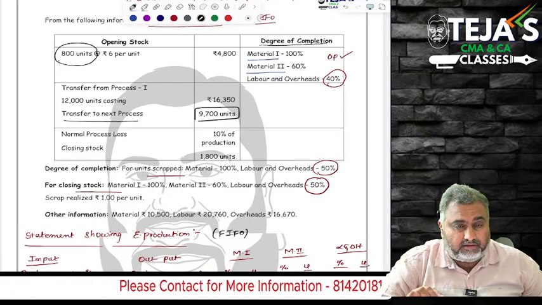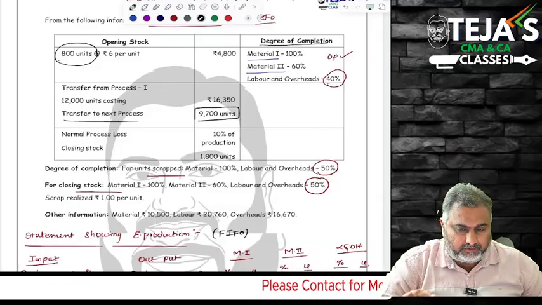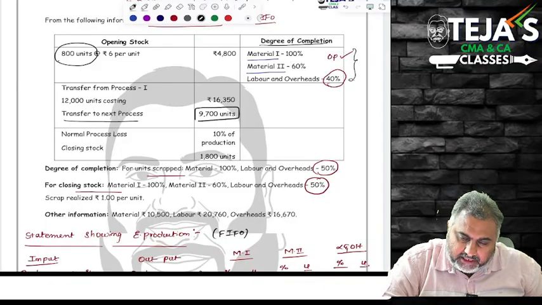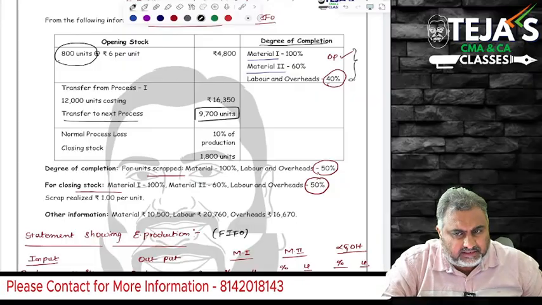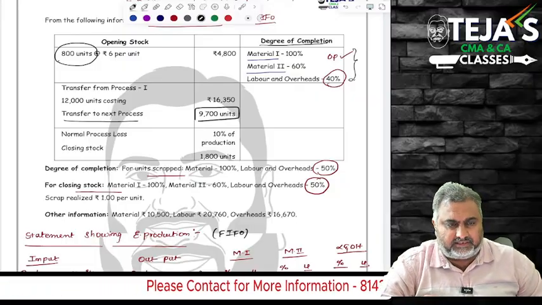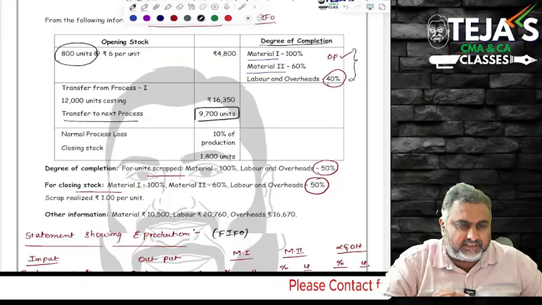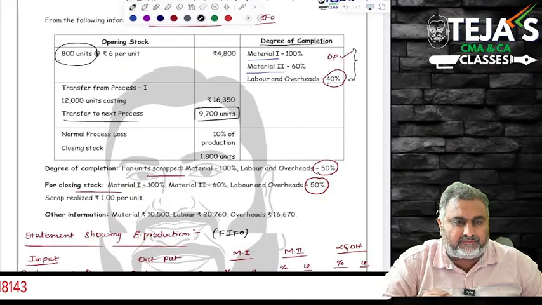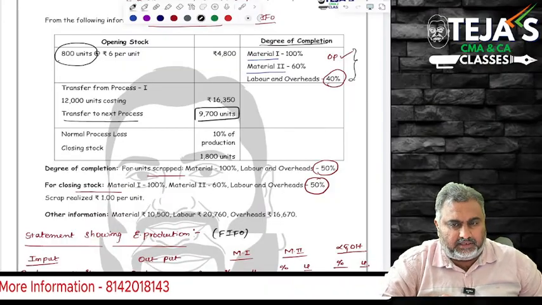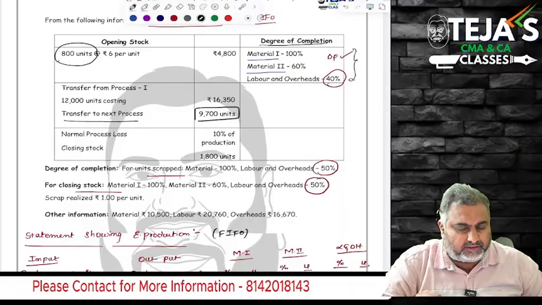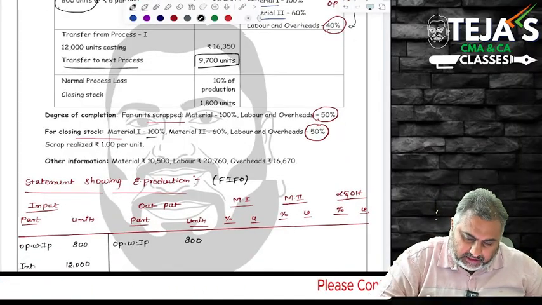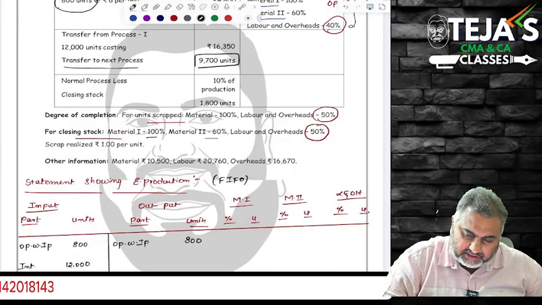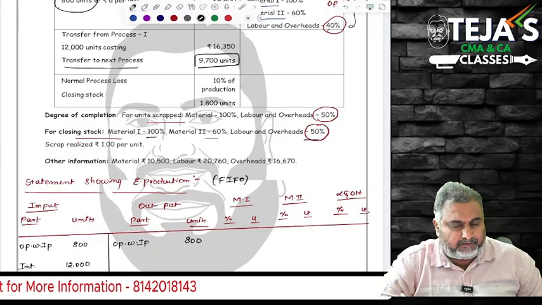Sir, from the opening point of view, this is the already completed percentage. Sir, why are you considering that as the already completed percentage? Because that is the closing of the previous process, the closing work in progress. That will be the opening progress for this process. Same as you see here: closing material 1 100%, material 2 60%, labor and overhead 50%.